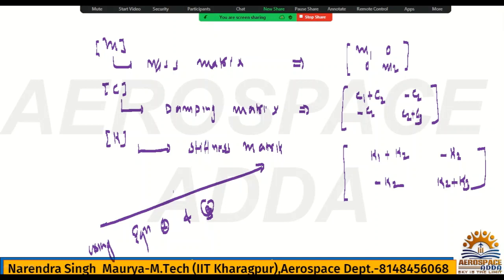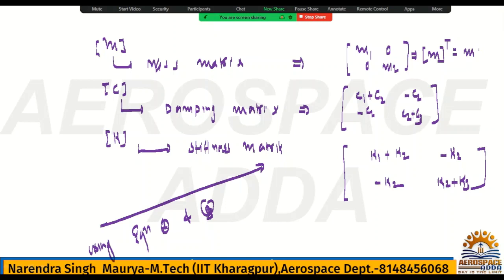So if you check both matrices here, it's a 2 by 2 matrix, and the elements are mass, damping coefficient, and stiffness of the springs. Now even if you check the mass matrix, here we have m1, this is 0, this is 0, this is m2. So if we take the transpose of this matrix, it will be the same, because we have m1 0 0 m2.